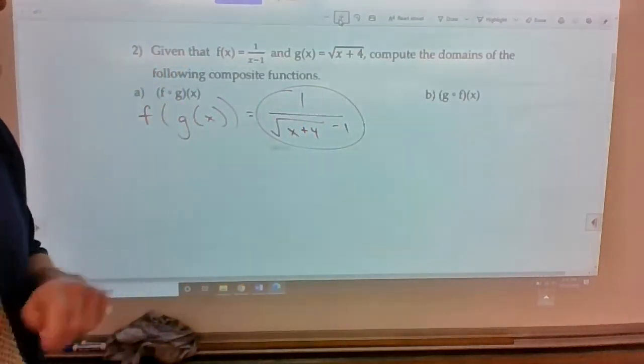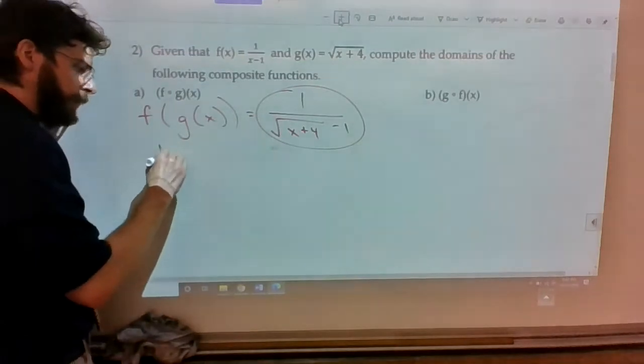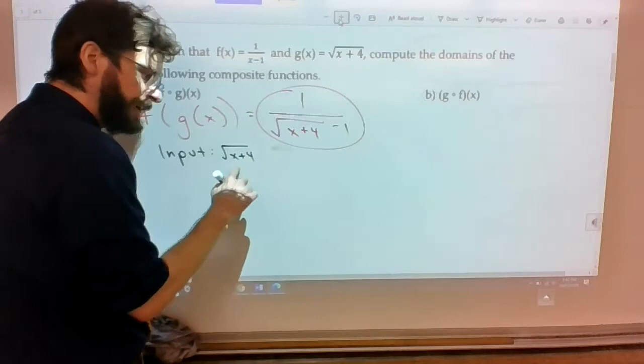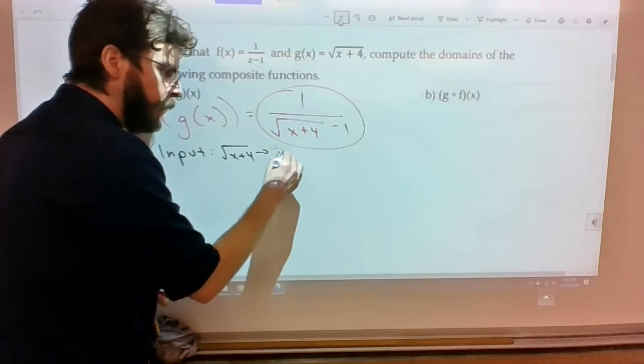You ask yourself, what's the domain here? Well, the input's domain must force the inside greater than or equal to 0.